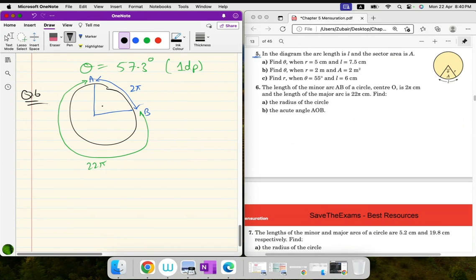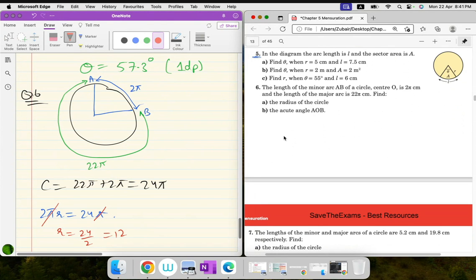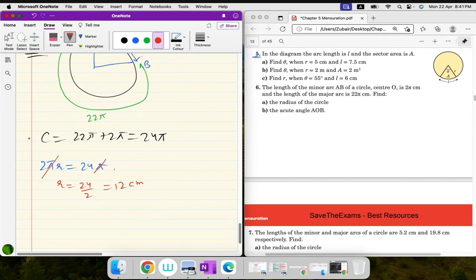If I just look at this, may I say the circumference is equal to 24 pi? 22 pi plus 2 pi. So 2 pi r is going to be 24 pi. Now we can solve for the only unknown, that is radius. 24 by 2 is 12, and units would be centimeters.